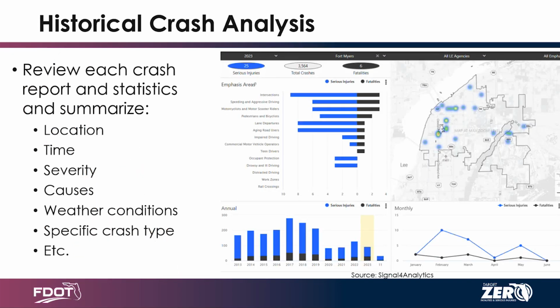Once you get all your data, you're going to perform a historical crash analysis. You can see there's some data on the screen from Signal 4 Analytics. You want to summarize location, time, severity, causes. What you're going to want to do is look for trends, any patterns you can find that can help you make safety improvements.